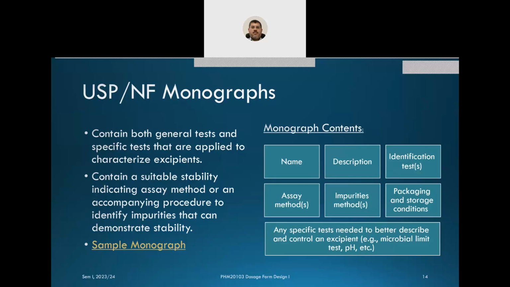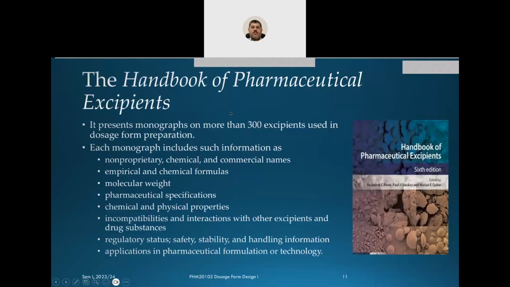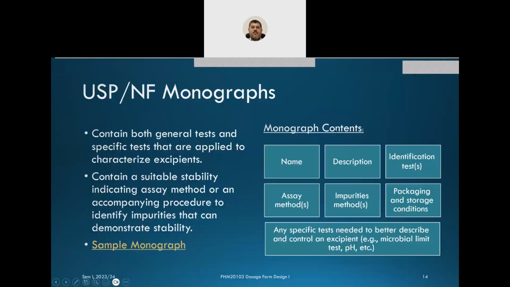Why should it be the USP monograph, not the Handbook of Pharmaceutical Excipients? In the Handbook of Pharmaceutical Excipients, the tests are still given, right? The required specifications are given, but the procedure is not given. But the pharmacopoeia will give you the required tests and the specifications, the test results that you should get. Also, it will give you the procedure for testing.